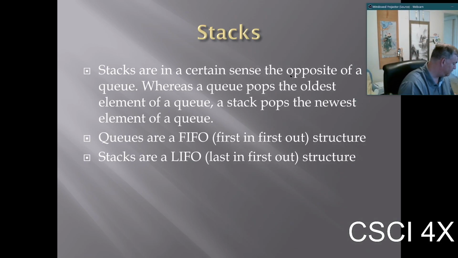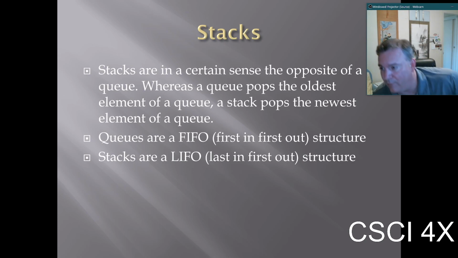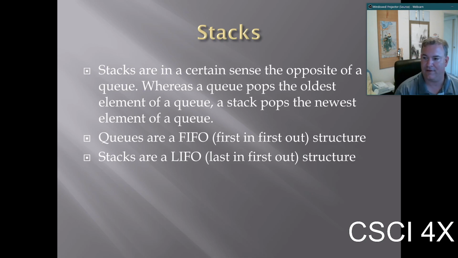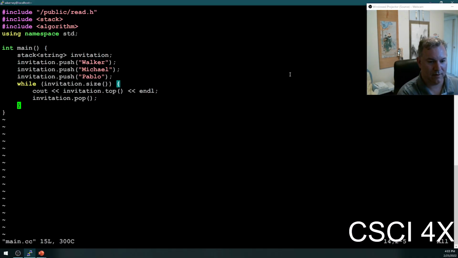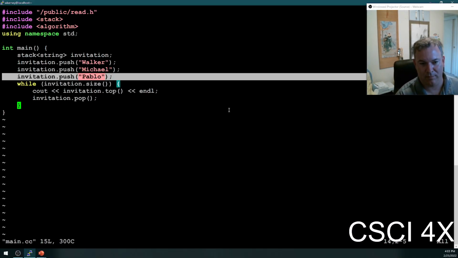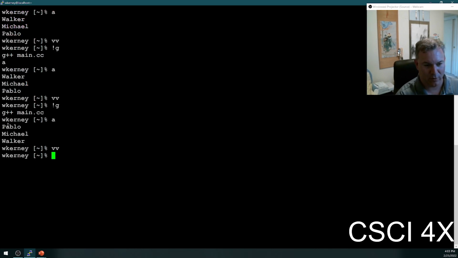Queues are first in, first out. The first element you add is the first element that comes out. A stack is last in, first out. So the last thing you put into the data structure is the first thing that comes out of it. So over here we can see Pablo was the last person we added to the stack. So Pablo was the first to come off the stack.